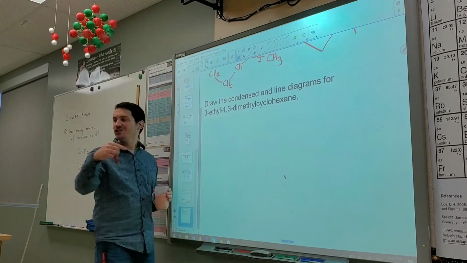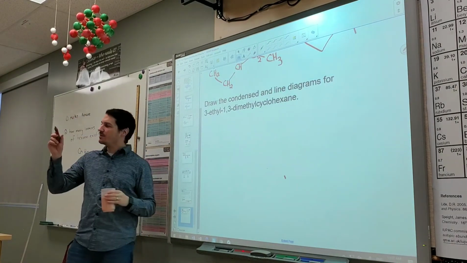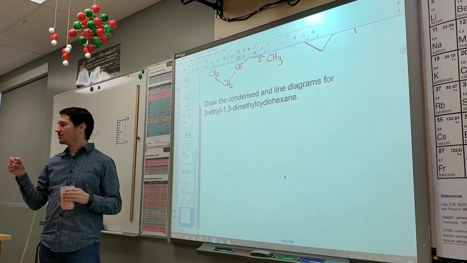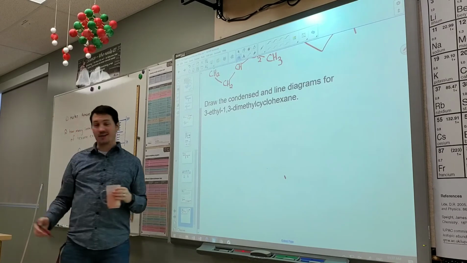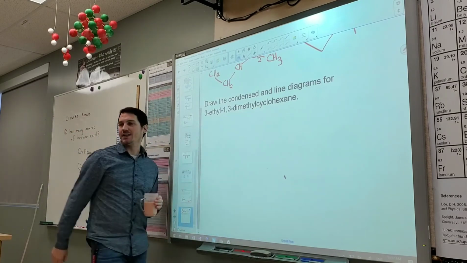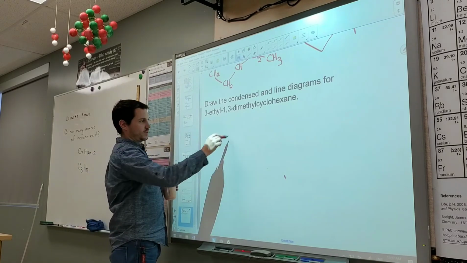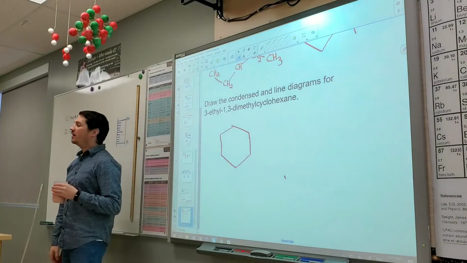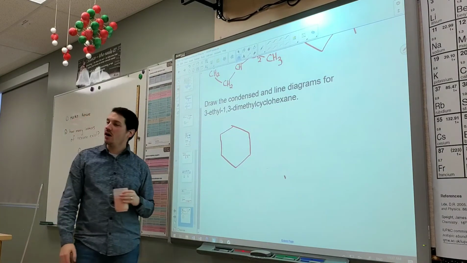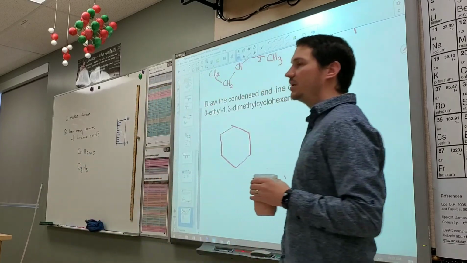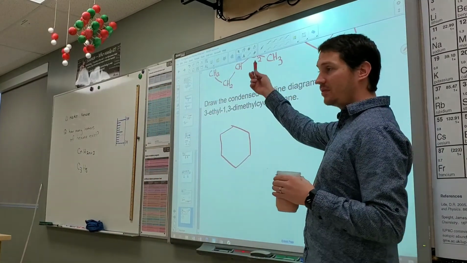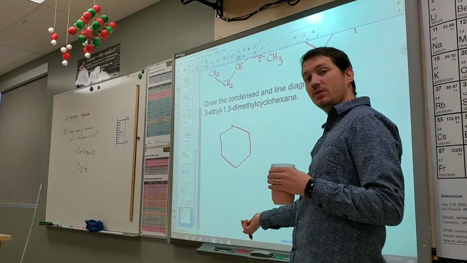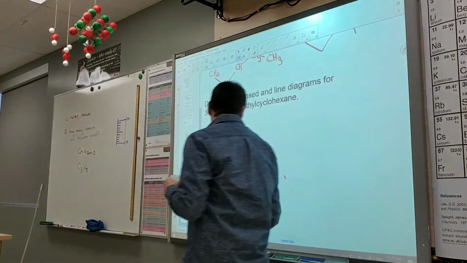So that's not it. Let's draw it out and see what's wrong with it. Does it make sense to draw a line diagram first or a condensed diagram first? Are we happy with line diagrams? So what's cyclohexane look like? Like a hexagon. Okay, let's talk about our numbers. Which carbon do you want to be carbon number 1? Top right, sure, whatever.